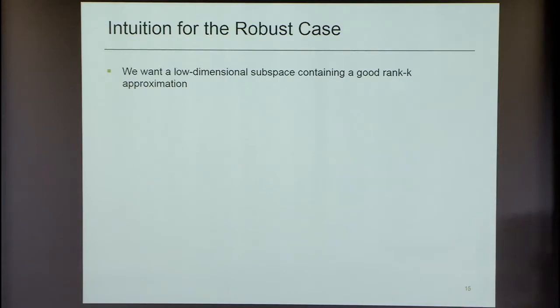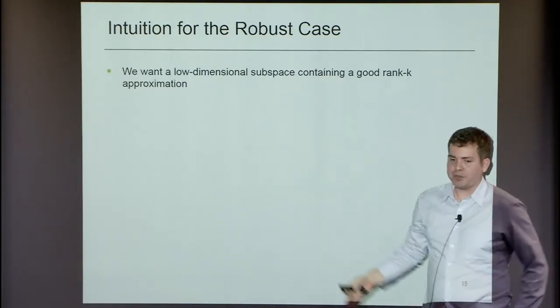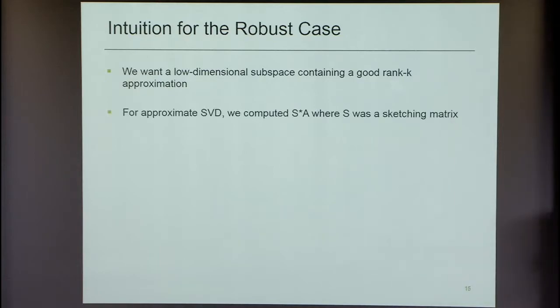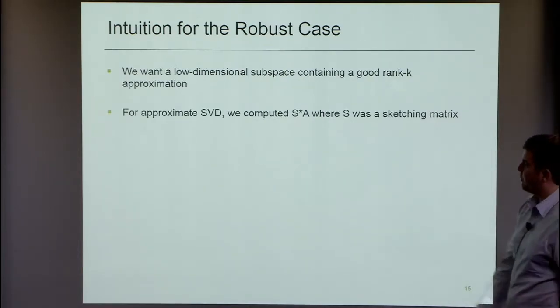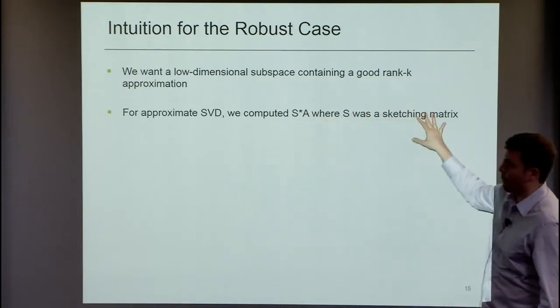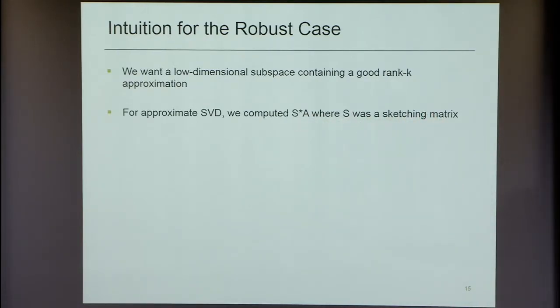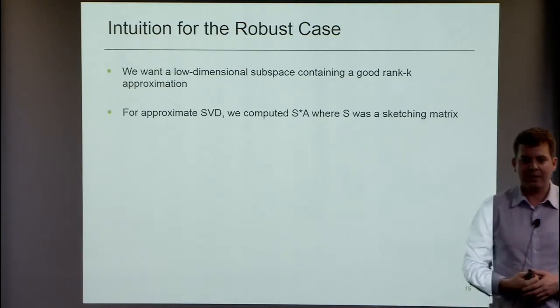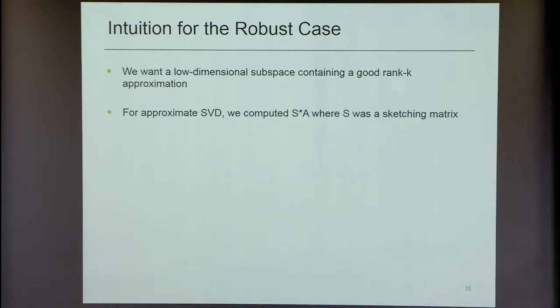Okay, so let's try to follow the intuition that we had for the approximate SVD, getting this input sparsity time. The first step was to try to get a low-dimensional space which contains a good k-dimensional space inside of it. This makes all the computations more efficient. So for the SVD, we just computed S times A, where S was a random matrix. We don't have such a thing for sum of distances. We don't have a distribution on random matrices, or we don't know of one, which gives us similar properties. So we don't really have this first step.